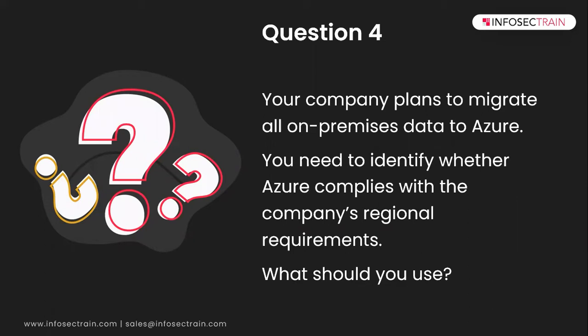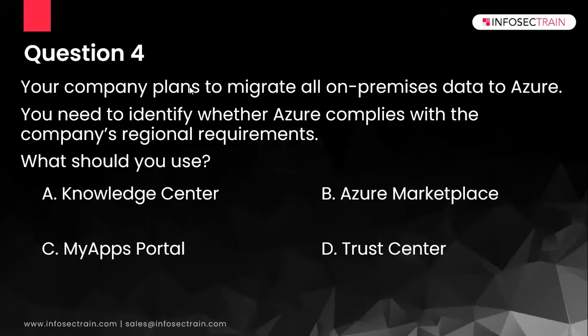That data about my clients is going to be a bit regional. I need to follow the regional compliances here. So I want to make sure that Azure is following those compliances. So where can we look for these details, right? I'm going to show you the 4 options. A, Knowledge Center. B, Azure Marketplace. C, My Apps Portal. D, Trust Center.